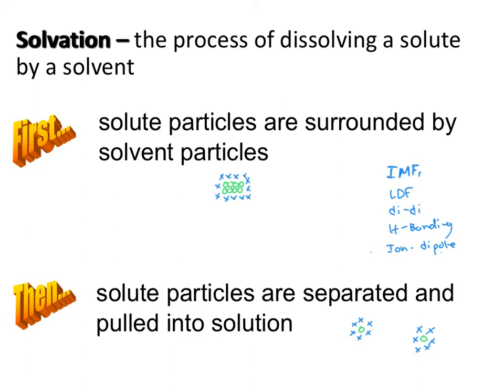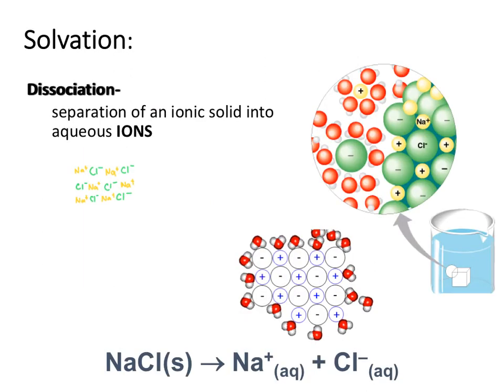Depending on the relative attractive forces and the degree to which those IMFs match, that's going to dictate the solution process. So solvation is going to be broken down into various subcategories, dictated by the types of solute and solvent that are present. In dissociation, we're dealing with ionic solids that are dissolved in polar solvents. The most commonly used polar solvent is water, which is why in this particular case, we're going to be referring to the ions in solution as aqueous ions.